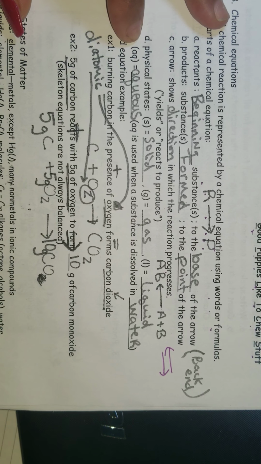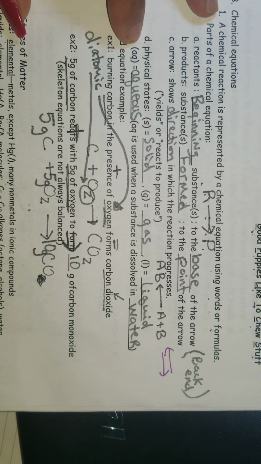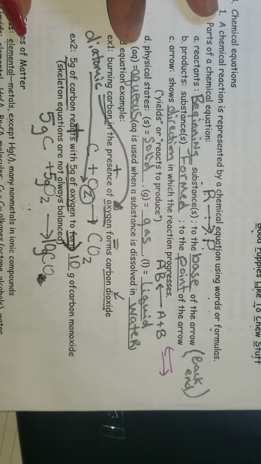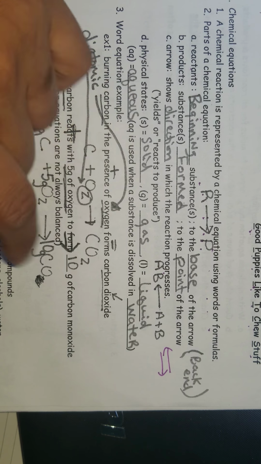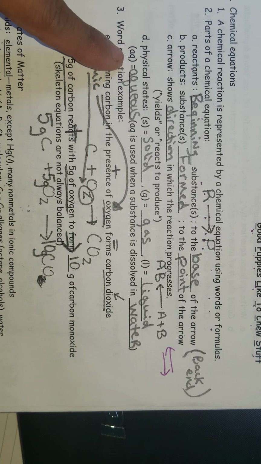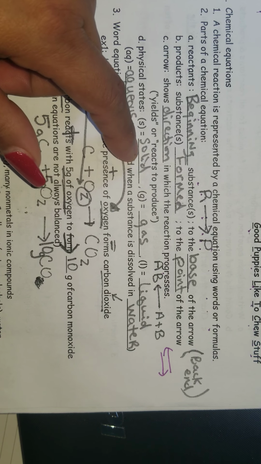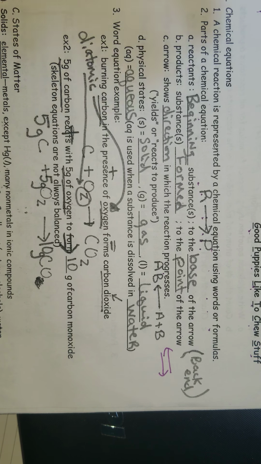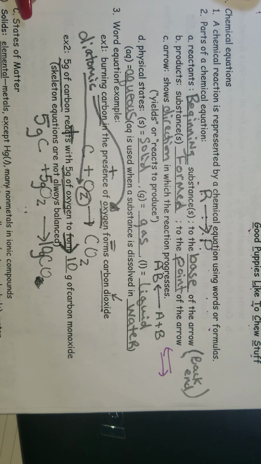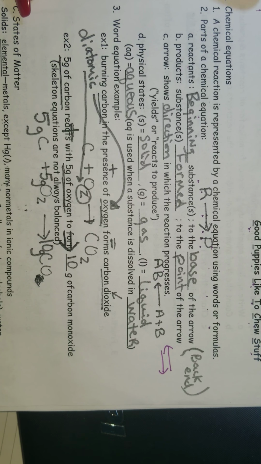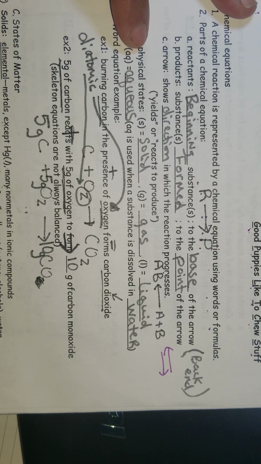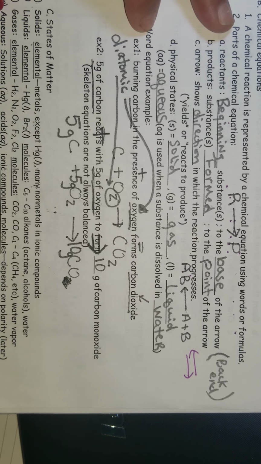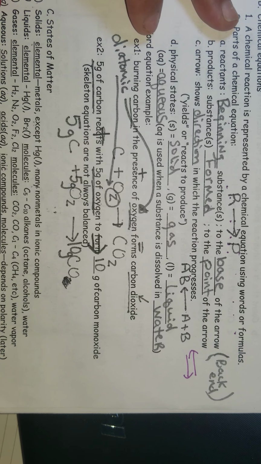Physical states. So when it comes to chemical reactions, behind those elements you're going to have either an S, a G, an L, or an AQ. S stands for solid. G is for a gas, like oxygen, right? O2. L is for liquid. AQ, aqueous, is used when a substance is dissolved in water. Okay? So let's go ahead and start off with it.